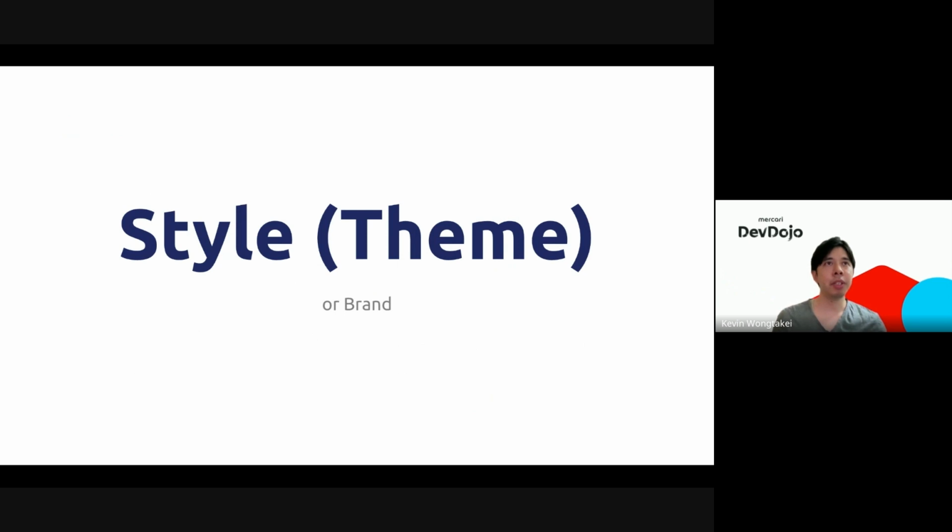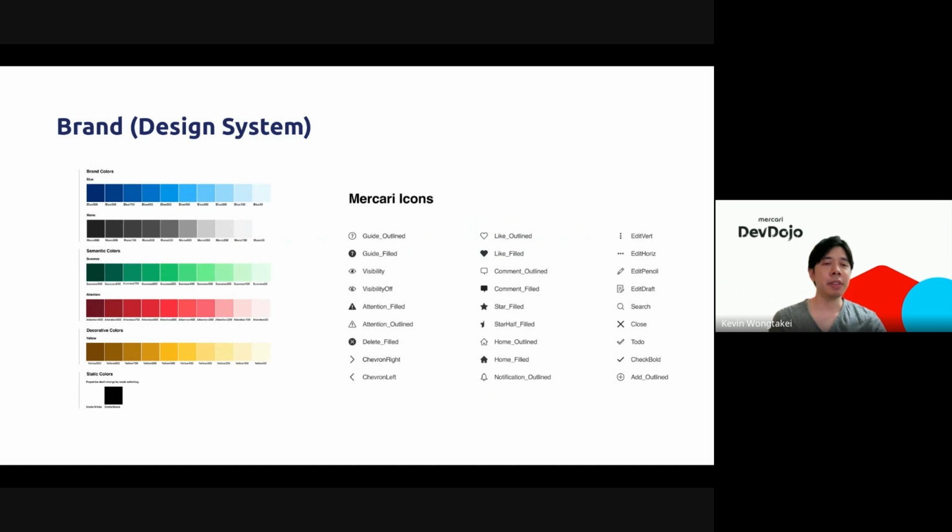So for the first part, the style, which basically defines the theme and also represents the brand of our company, you can see some examples of what the Mercari style is. In our design system, we define things such as brand colors, like let's say blue, black, and different tones of the color. And we also define things such as icons, right? For example, if we want a heart icon, it's going to be called an outlined like icon, and it's always going to look like this.